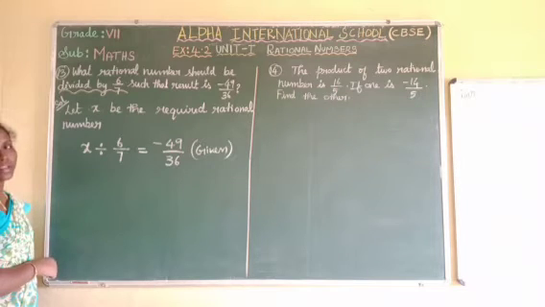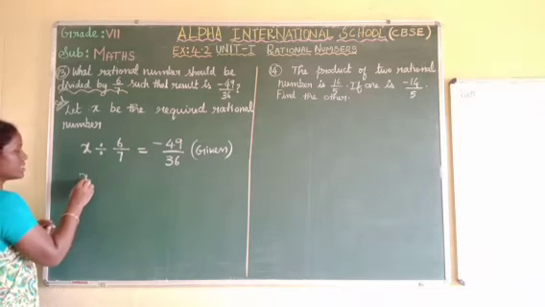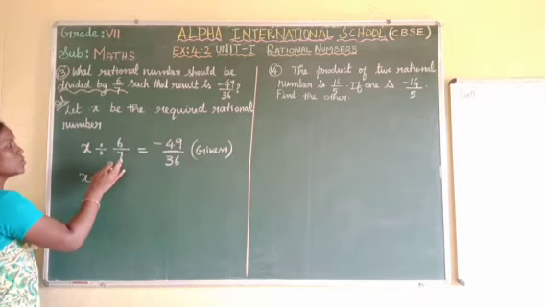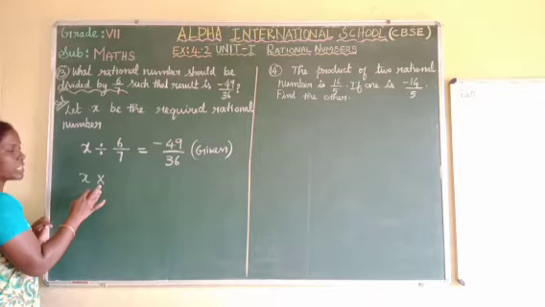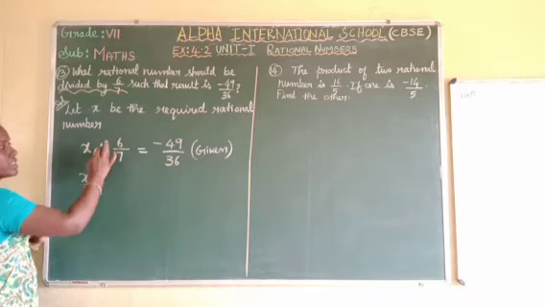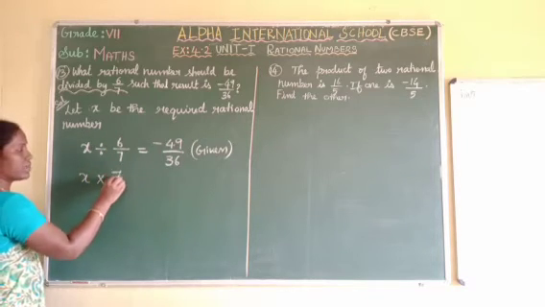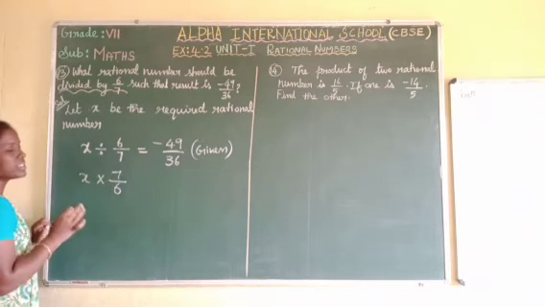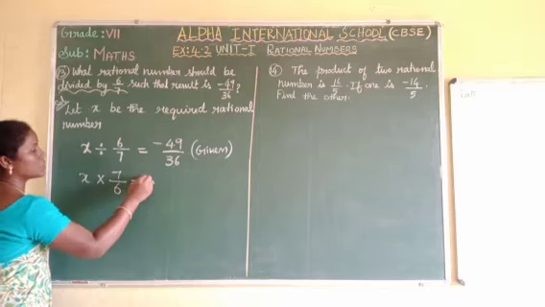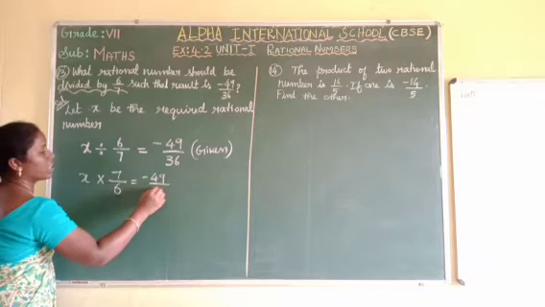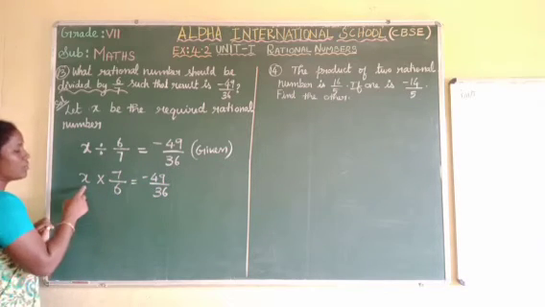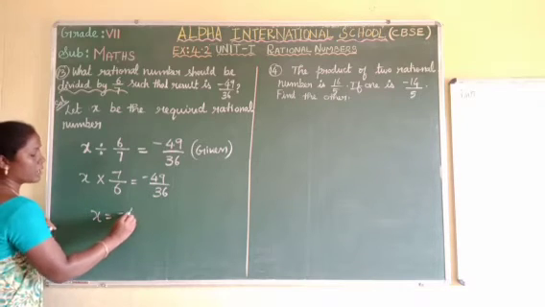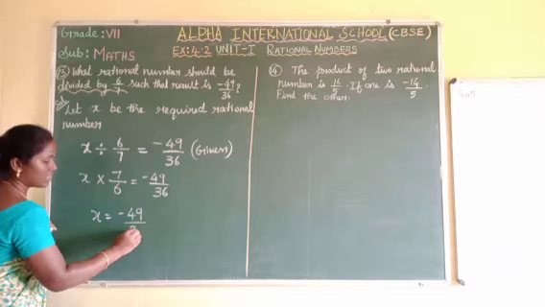So how to find it? First, I am changing the division to multiplication for the next step. If I change this divide symbol to multiplication, we have to take the reciprocal of this number. That means 6 by 7, the reciprocal is 7 by 6. So x into 7 by 6 is equal to minus 49 by 36. We want to find the value of x only. So keep x. x is equal to minus 49 by 36.